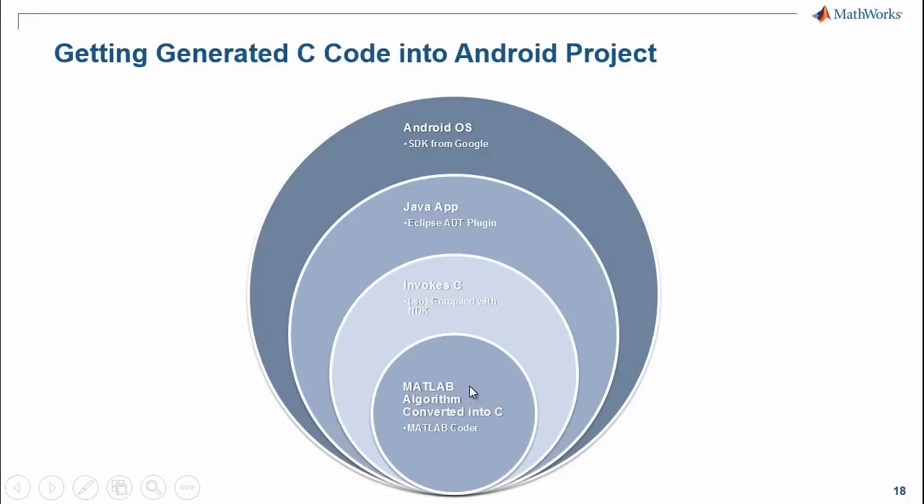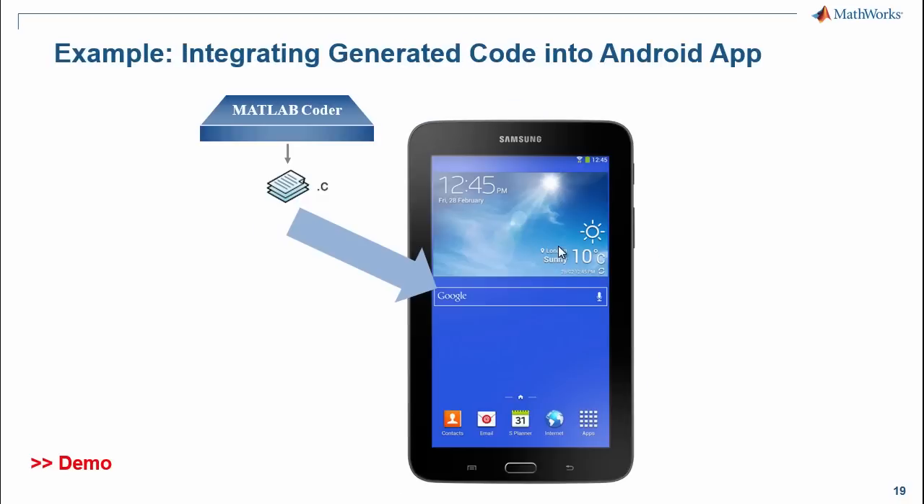So from here, with the generated C code, we need to then compile it into a .so file using the native development kit, the NDK, which is also provided by Google. This .so file can then be called from the Java app, which is our Android app, and of course we're programming this through the Eclipse ADT plugin. Finally, this app is then called by the Android OS, and we can work with this using the SDK from Google. So we're going to go through this process starting from the bottom. We're going to take the generated C code, compile it into a .so file using the NDK. From there, we'll then put it into our Java app. So let's take a look at that.